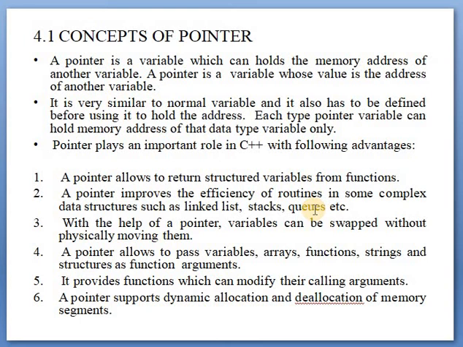With the help of a pointer, variables can be swapped without physically moving them. Next is a pointer allows to pass variables, arrays, functions, strings and structures as function arguments. It provides functions which can modify their calling arguments. And a pointer supports dynamic allocation and deallocation of memory segments. Dynamic means at the runtime. So these are the advantages of the pointers in C++.